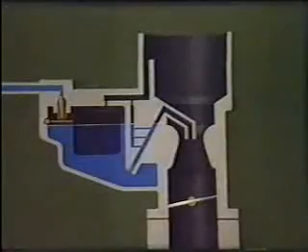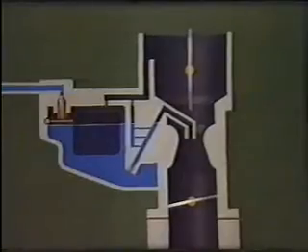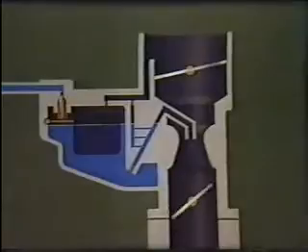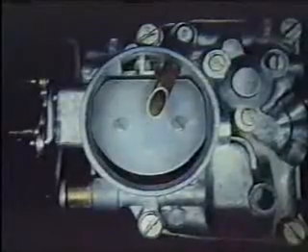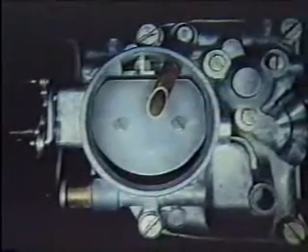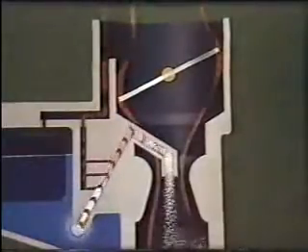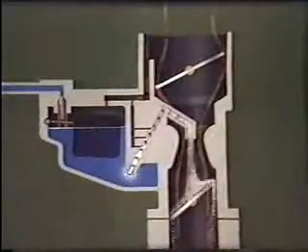When starting from cold, a richer mixture is needed. Here the choke plays its part. To start the engine, the choke is closed, which slightly opens the throttle. The choke valve allows very little air to pass. So when the engine is turned over, the suction acts mainly on the fuel jet, and together with the small amount of air, produces a richer mixture for starting when cold.